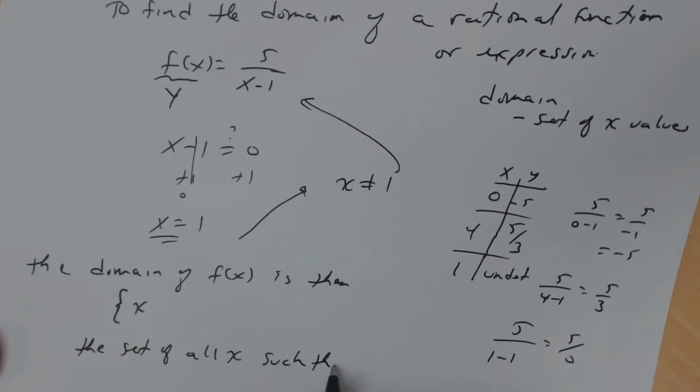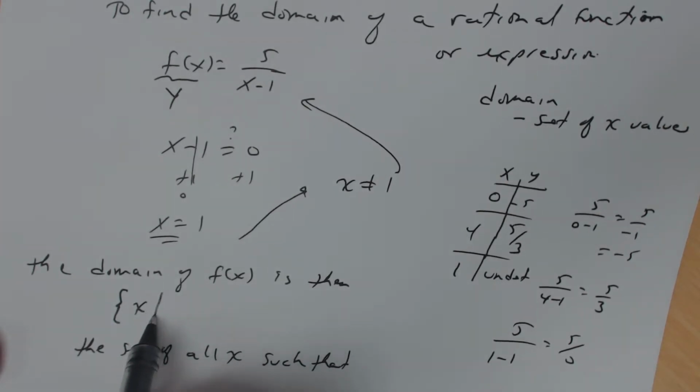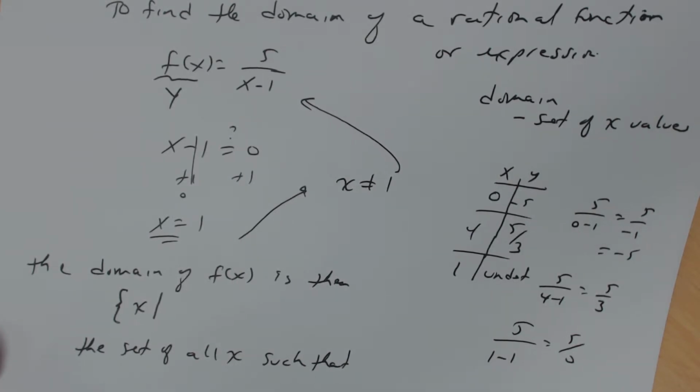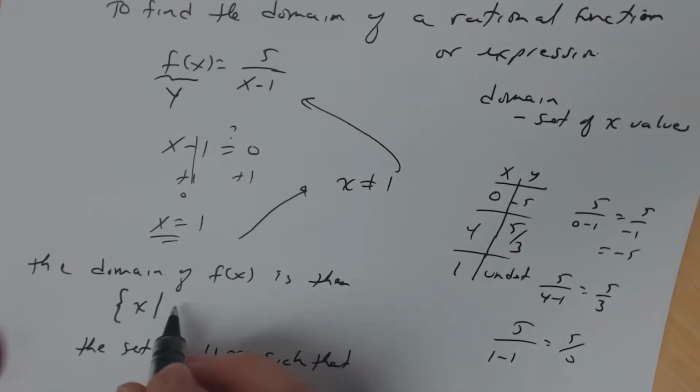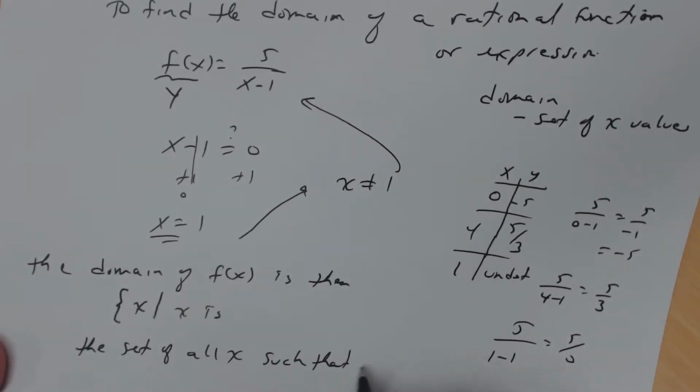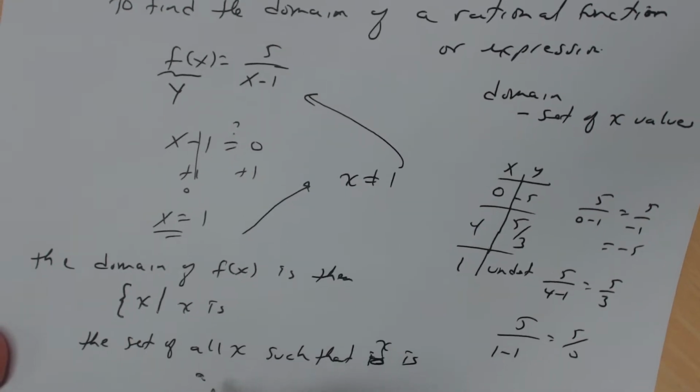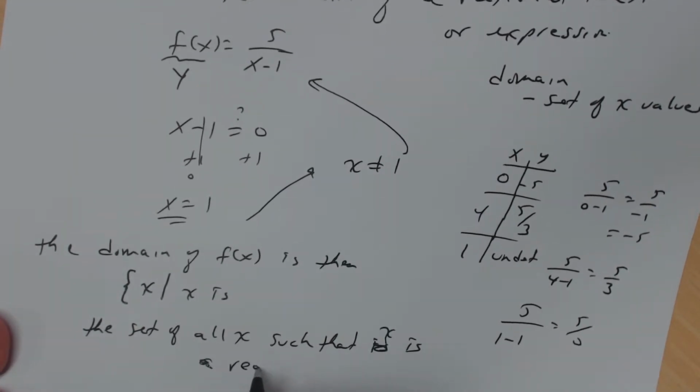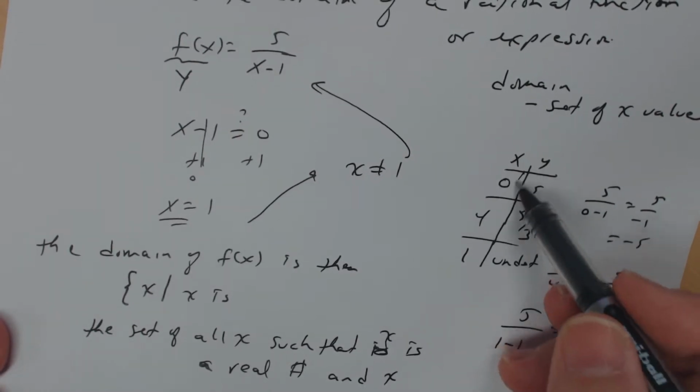Such that. So the set of all x such that. The symbol for such that is this vertical line. Okay? So the symbol for such that is this. Such that x is a real number. And x can be any real number.